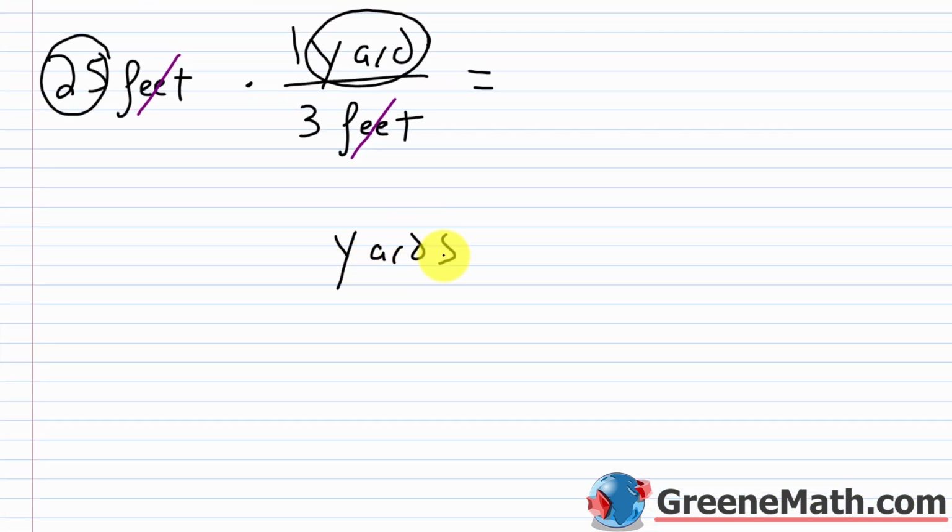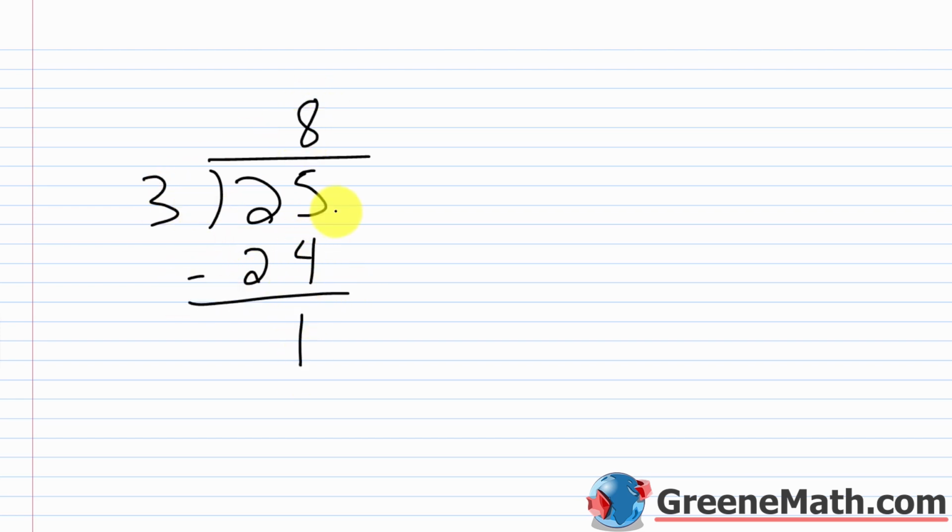Yards. We just need to do the calculation of 25 times 1/3, which is basically 25 divided by 3. So 25 divided by 3. 3 does not go into 2. It will go into 25 8 times. 8 times 3 is 24. If we subtract it, we get 1. Let's put a decimal point here so we can continue our division.